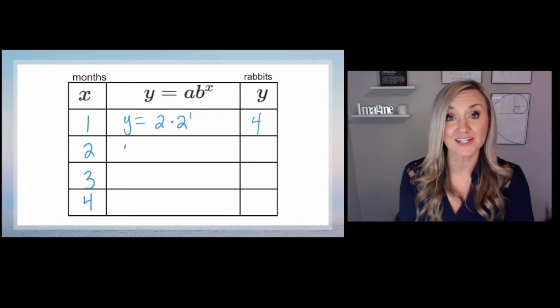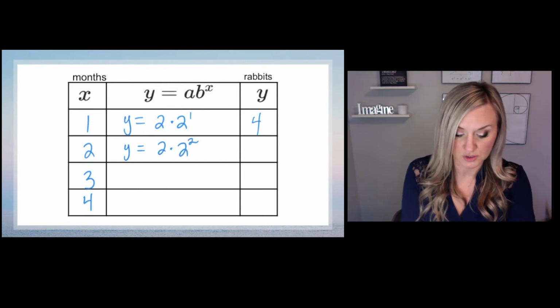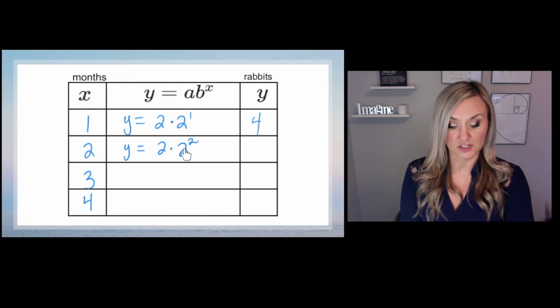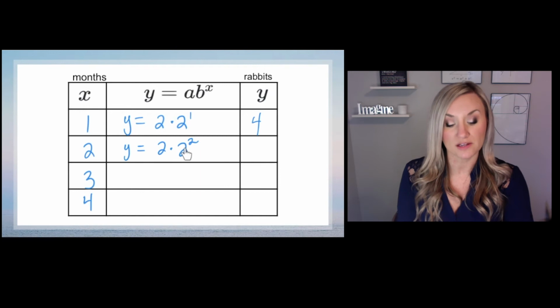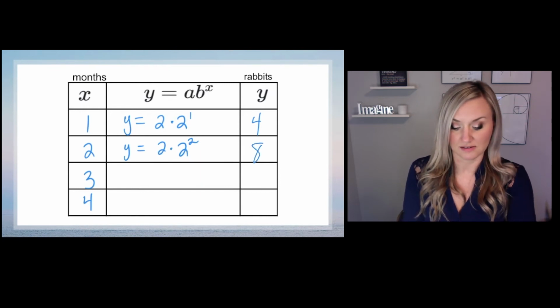All right, let's go ahead and do the second one. So we have y equals 2 times 2, and the x now is going to be squared. Now, order of operations tells us we're going to do the 2 squared first. So 2 squared is 4. 2 times 2 is 4. Times 2 is 8. All those 2's.